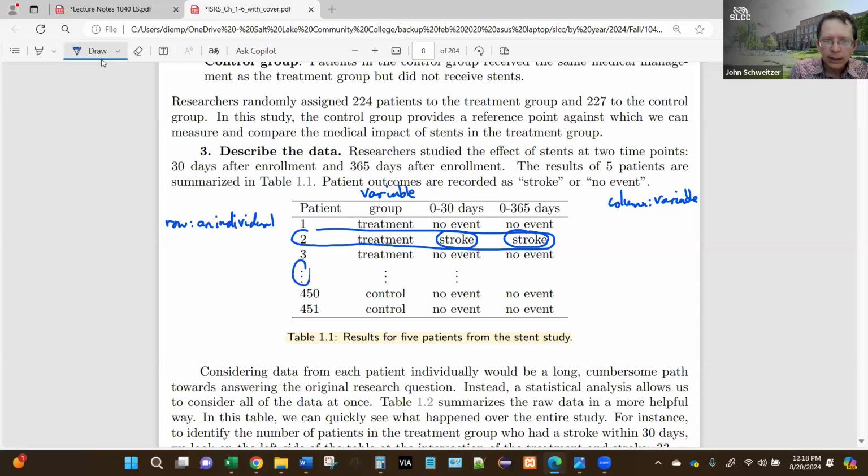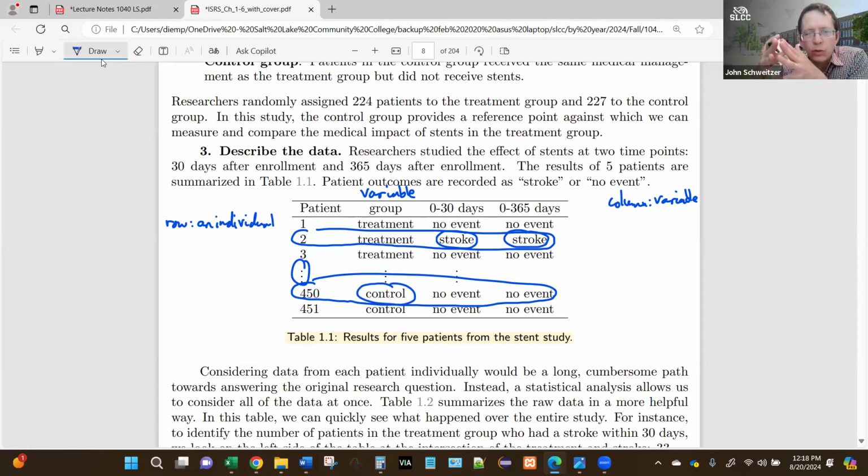The ellipsis means we don't want to put in 451 rows of information here. We just need a few lines to get comfortable with the data set. So we use an ellipsis to jump over the middle part of the data, and then we conclude down here. So 450, that's patient 450. That's also an individual. They did not receive a stent. They're in the control group. In the first month after not receiving the stent, they did not have a stroke, and in that first year they also did not have a stroke.